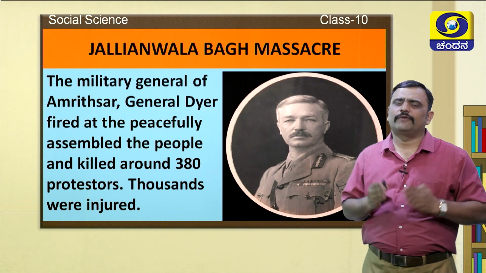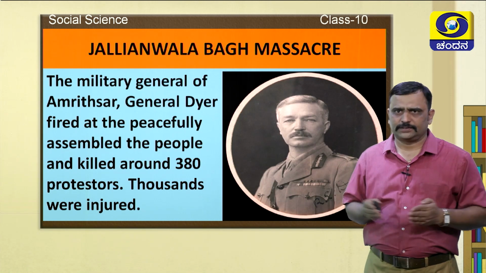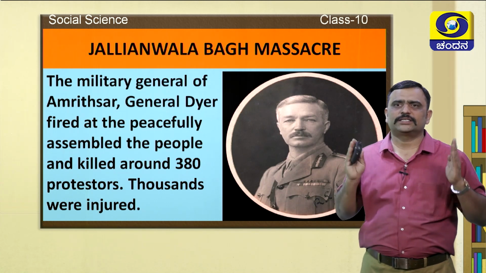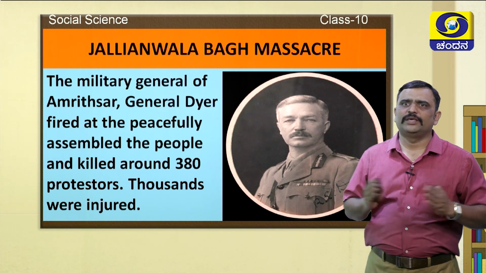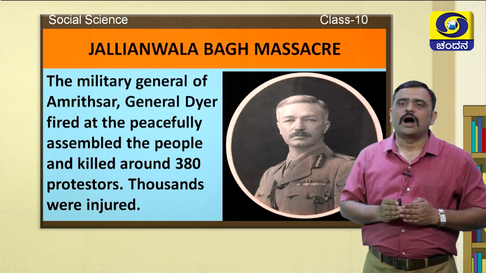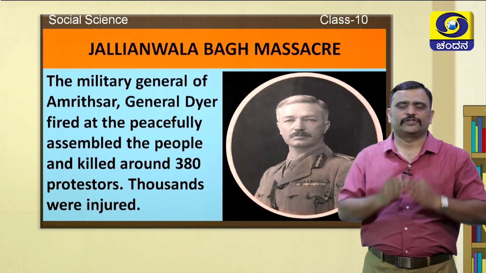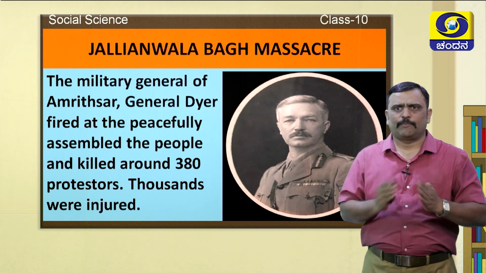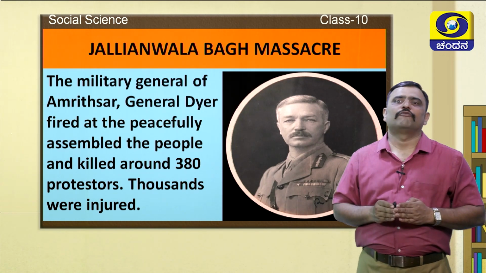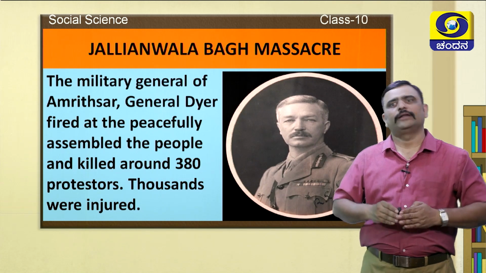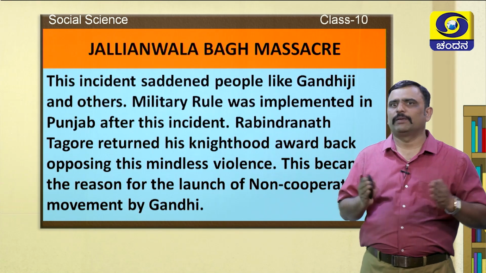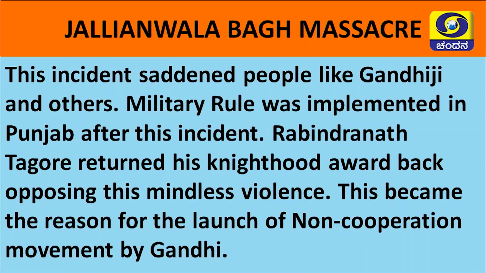He could have gone ahead with the orders to disperse, but without giving any clear instructions, he just ordered his army people to open the fire on the peacefully protesting Indians. In that protest, 380 people were killed on the spot and thousands were injured. This incident saddened the people like Gandhiji and others.